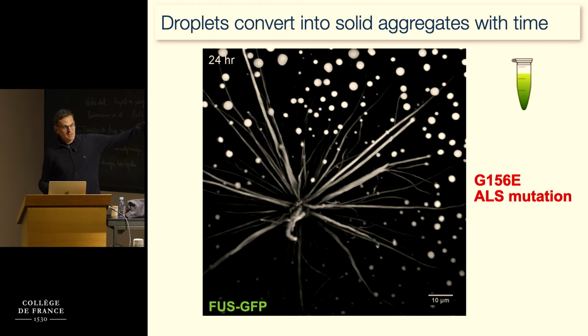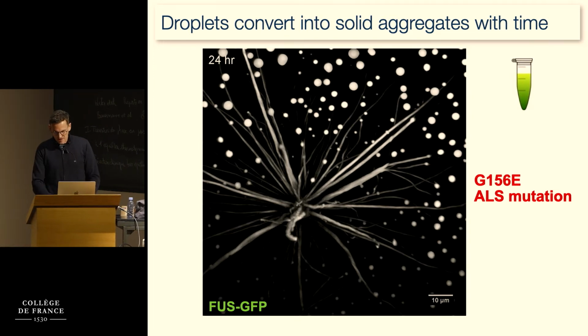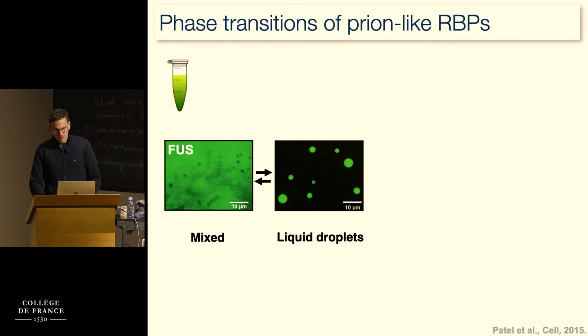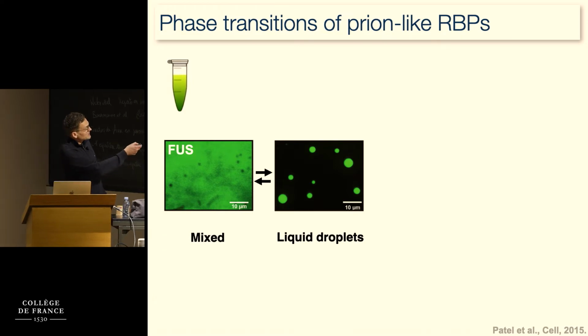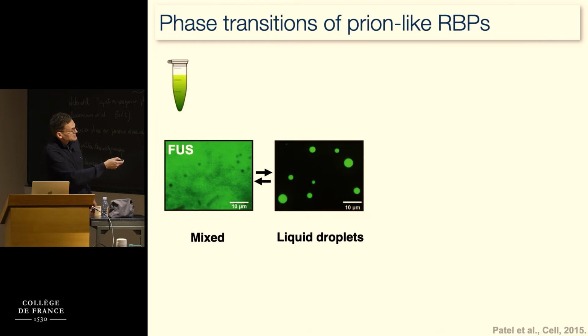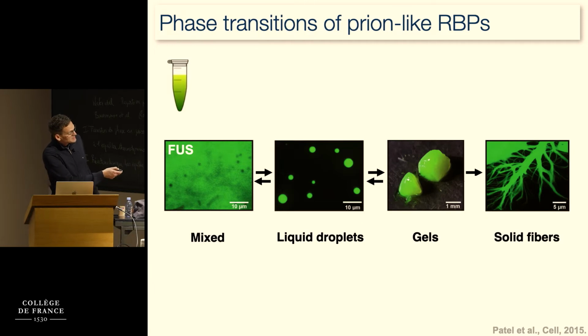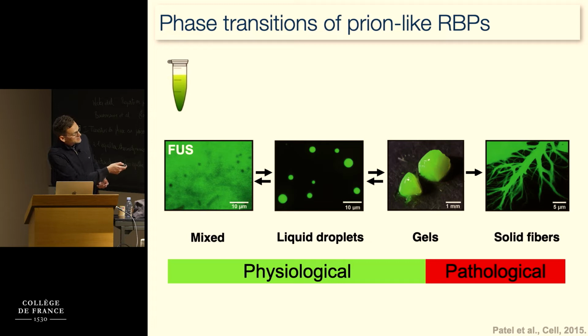And the interesting thing is that these kinds of structures you also find in the brains of patients afflicted with ALS. So what this means is that these proteins, such as FUS, can undergo phase transitions. The protein can be in a well-mixed state initially, but then it can demix and form dynamic liquid-like droplets. But then what can happen is that you get more solid-like, gel-like states, and then solid-like fibers. What we think is the case here is that we're dealing with a pathological problem, a disease problem, and here we have a physiological phenomenon.